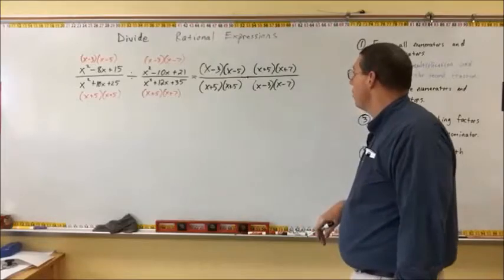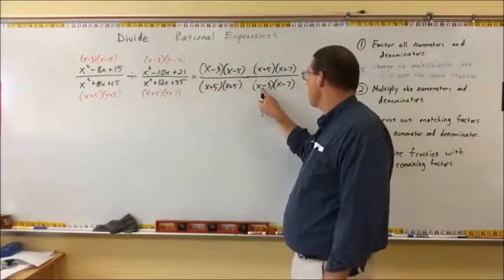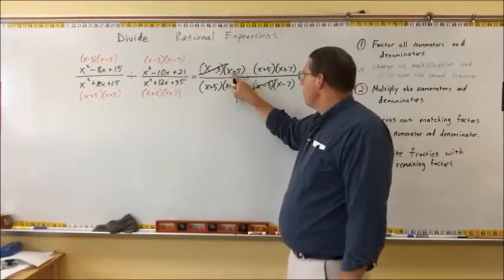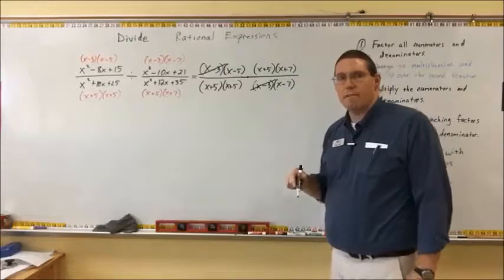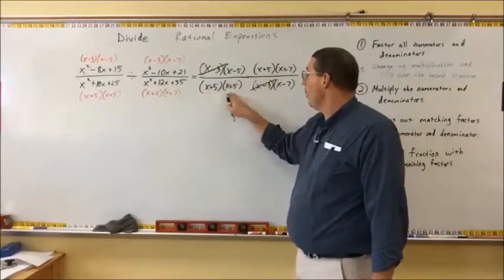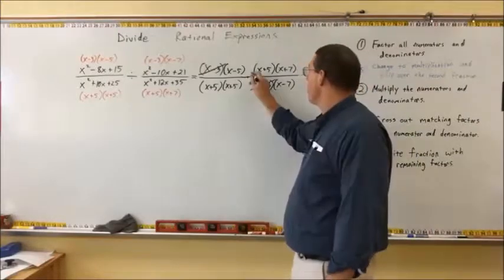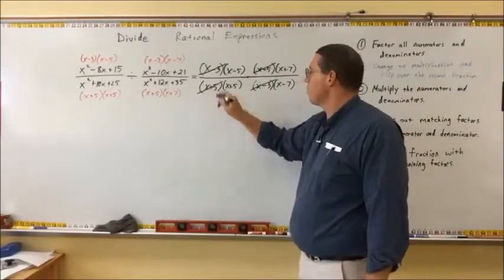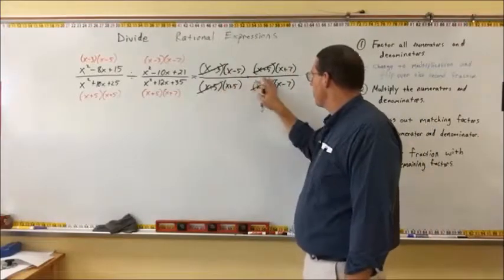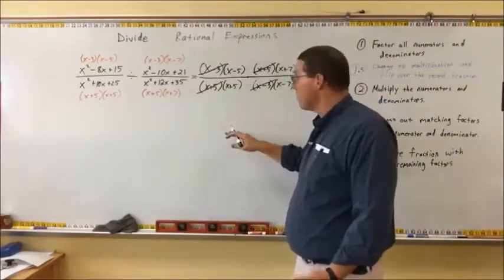Now we can cross out things that are matching. We've got an x minus 3 in the numerator and an x minus 3 in the denominator, so we can cross those out. X minus 5 in the numerator, but there aren't any x minus 5s in the denominator, so we can't cross anything out. We've got an x plus 5 up here, and we've got two x plus 5s down here, but we can only cross out one of them, one for one. So if I cross out one x plus 5, I get to cross out one x plus 5 here. Now, I've got an x plus 7, but I don't have any x plus 7s. I have an x minus 7, but that doesn't match. So everything that's left is my answer.